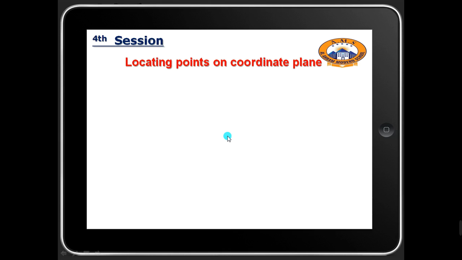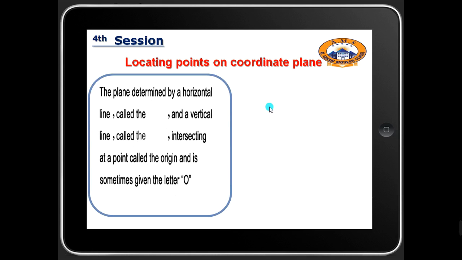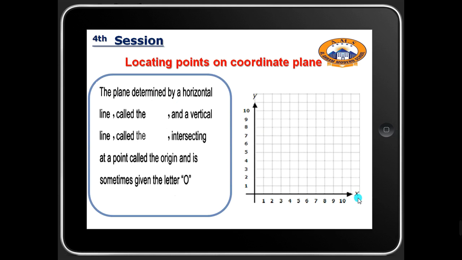Okay, we also have a different topic we call locating points on the coordinate plane. First, what is a coordinate plane? The plane determined by two lines that are perpendicular at a point. The first one is horizontal, and we call it the x-axis. The other one is vertical, and we call it the y-axis. So here is the x-axis and this is the y-axis, and we call this shape a coordinate plane.